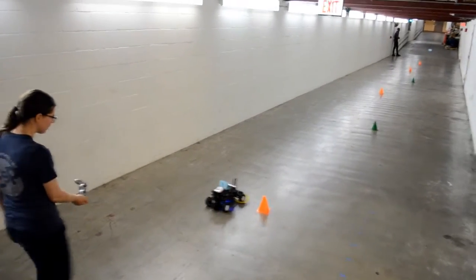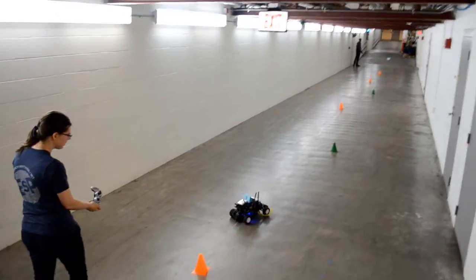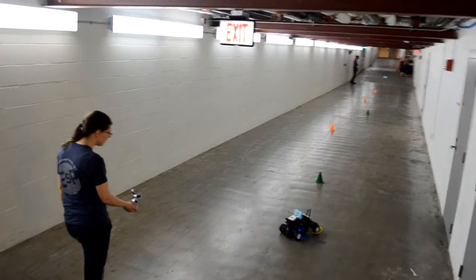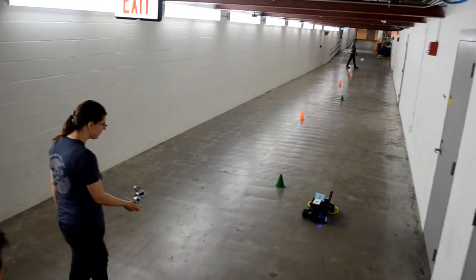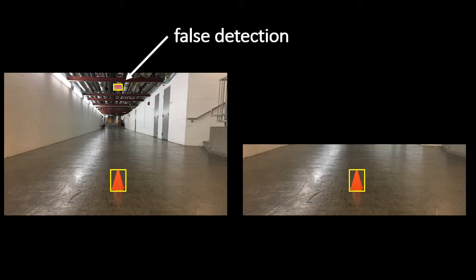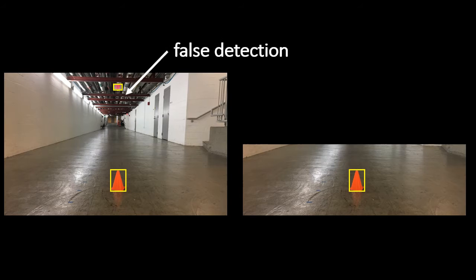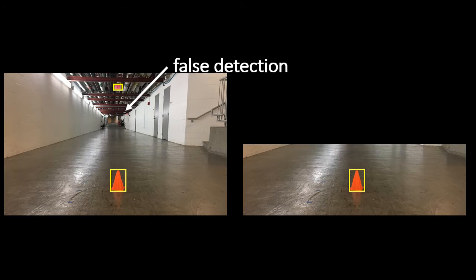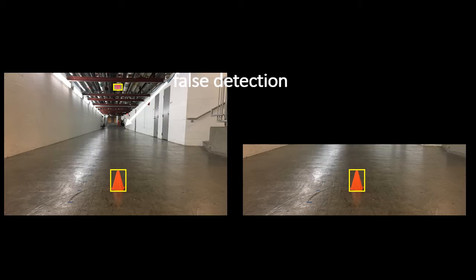After integrating the planning, perception, and control algorithms, we discovered some issues with the approach. One significant issue with the cone blob detection algorithm is that the robot would still sometimes classify other objects, such as the exit sign and fire extinguisher, as cones.